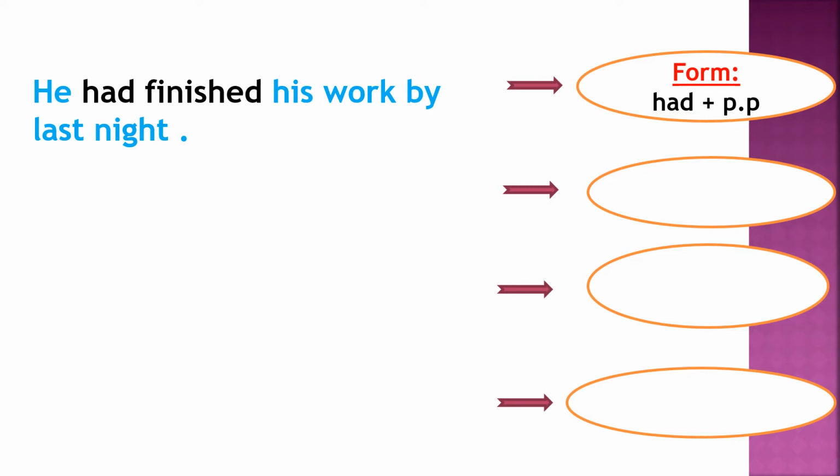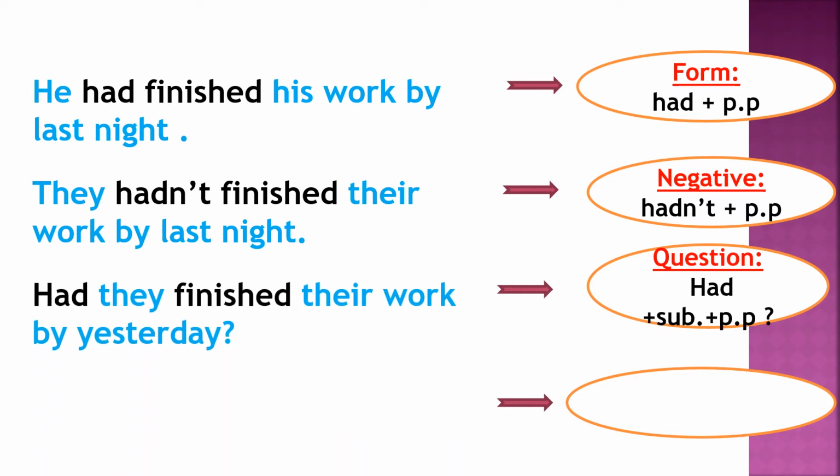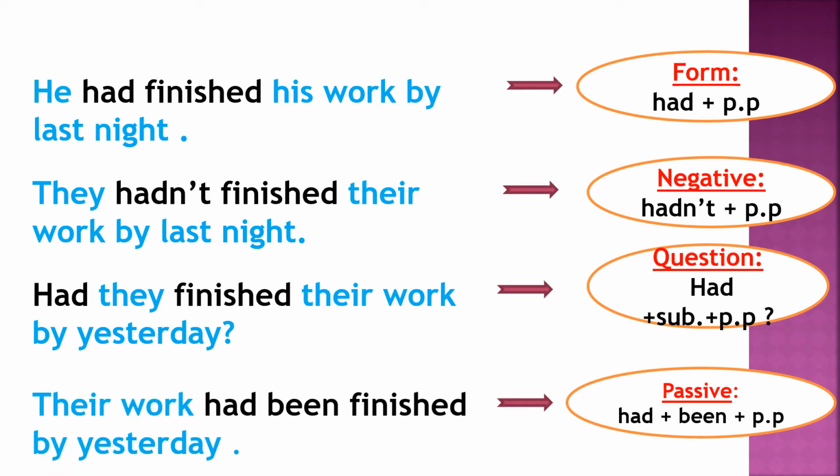In the negative, we use hadn't plus the PP, such as they hadn't finished their work by last night. In the question, I start with had and then the subject and the PP, such as had they finished their work by yesterday? In the passive, when we start with the object, we use had and been and the PP, such as their work had been finished by yesterday.